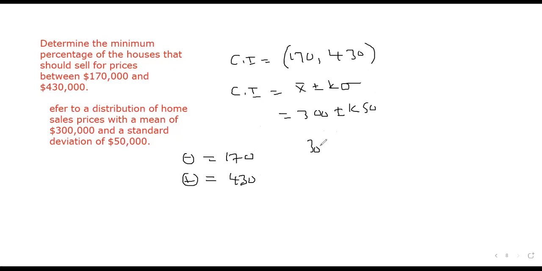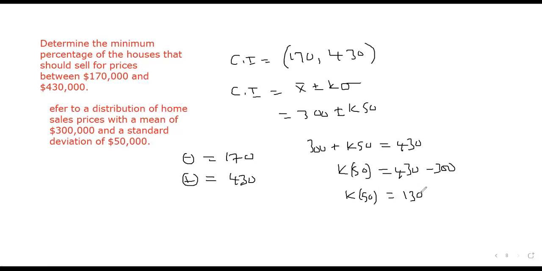So 300 plus 50K will be equal to 430. Then 50K is equal to 430 minus 300, which is 130. Then we divide both sides by 50. So what is our K?